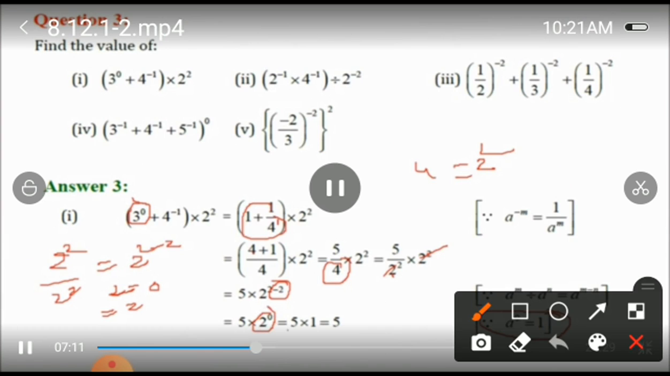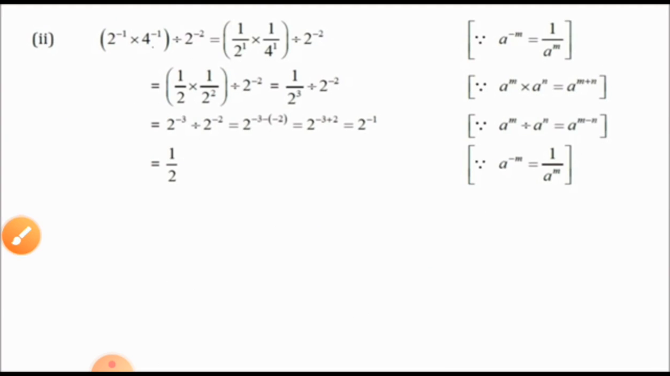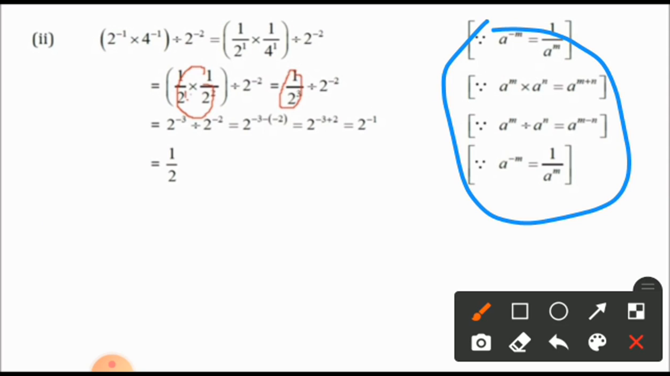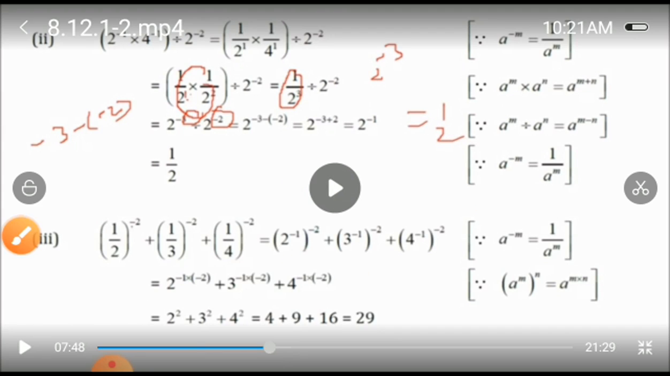Isn't it here, beta? See, by mistake I did a wrong thing. That's why it was revision. Clear? 2 raised to minus 1 multiplied by 4 raised to minus 1 divided by 2 raised to minus 2. That is our question. And on the right side, the undeka funda, you should write every time. If you put in the practice of writing these things, it will help you to solve all kinds of problems. Sometimes you think it's useless, but beta, because of this you will learn this type of sums very easily. See, the questions are here.